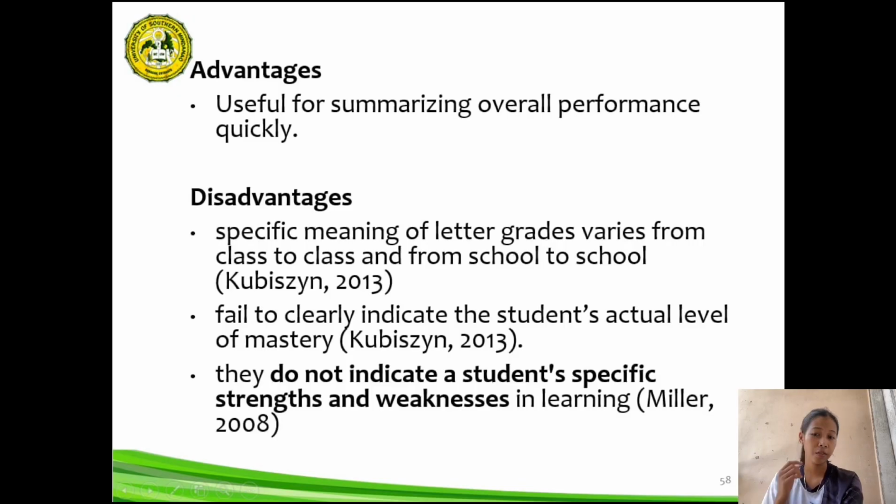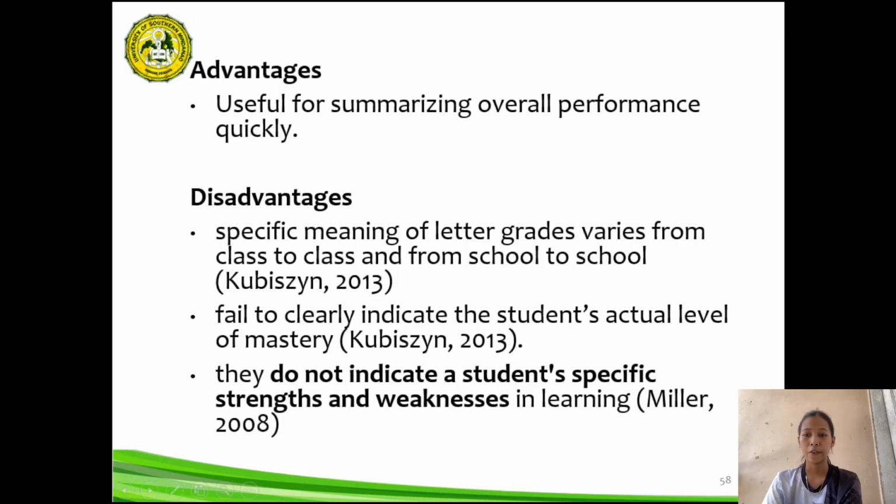Then, the disadvantage of this is specific meaning of letter grades varies from class to class and from school to school according to Cobisin 2013. Different schools may have different meanings of the letter grades, such as A. It can be equivalent to 95 to 100, then the B could be 90 to 95 and such.